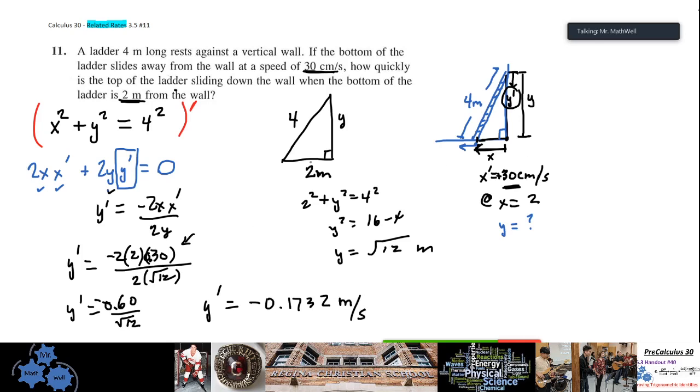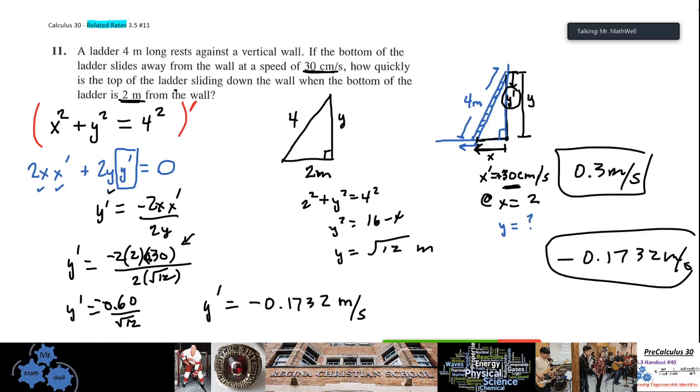So if we think about this, the ladder is sliding away at 0.3 meters per second. That's the bottom sliding out, and the top is sliding down, that's why it's negative, at 0.1732 meters per second. So the bottom of the ladder is sliding away quite a bit quicker than the top. If you can envision that, that might seem reasonable, because the bottom is sliding away quite quickly, but the top is just coming down a little bit slower.